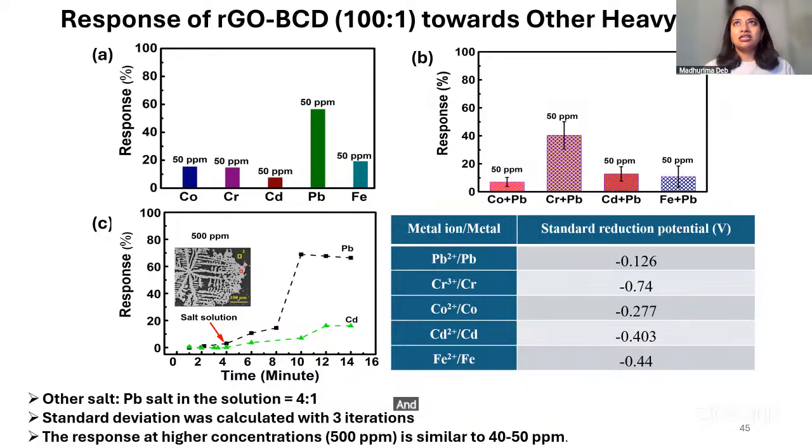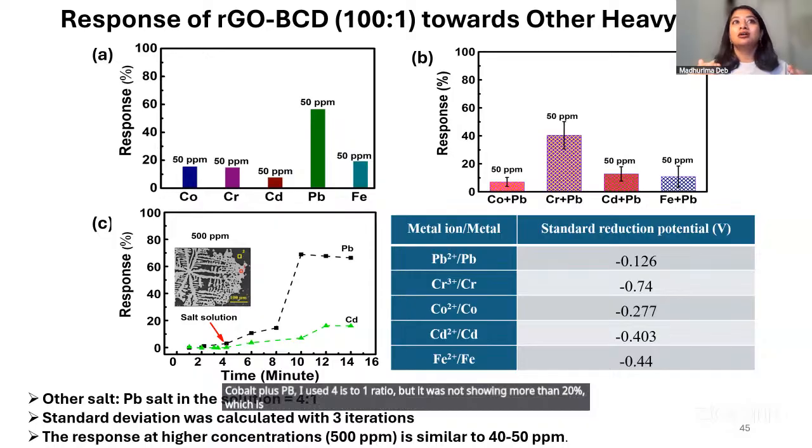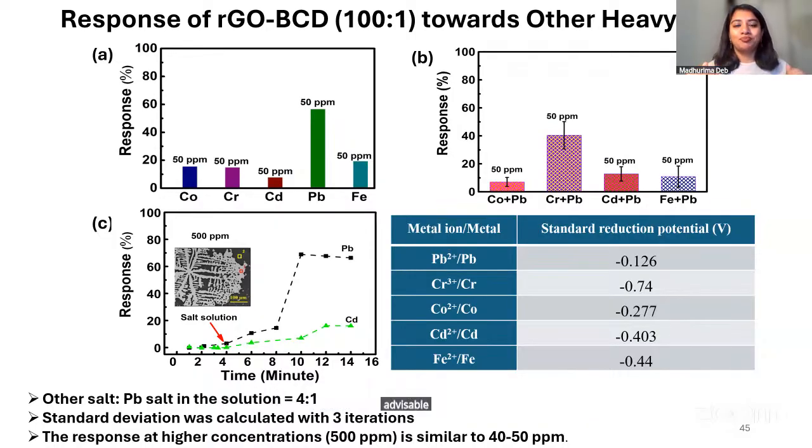And interestingly, when I measured other heavy metals individually, lead was also showing a higher response, and the mixture of lead and cadmium, all of them with 50 ppm, were showing a lot of cadmium. So you can say that for cobalt plus Pb, I used a 4:1 ratio, but it was not showing more than 20%, which is the advisable or acceptable way of taking it, only except for chromium.